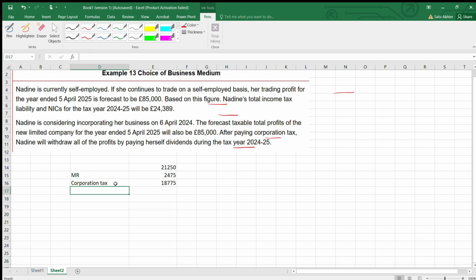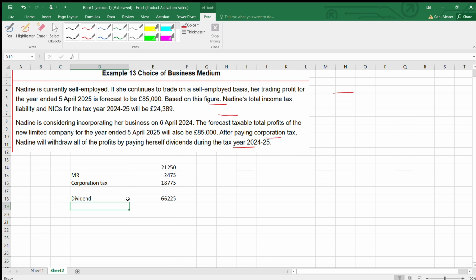So how much will he be able to withdraw as dividend? First, you have to find the corporation tax to find the dividend. Why? Because after paying corporation tax, he will withdraw all of the profits by paying herself dividend. That means from your profit, you have to deduct the corporation tax. So what was your profit? 85,000. Now deduct the corporation tax: 66,225. So this will be her dividend.